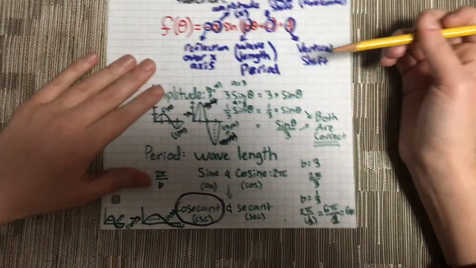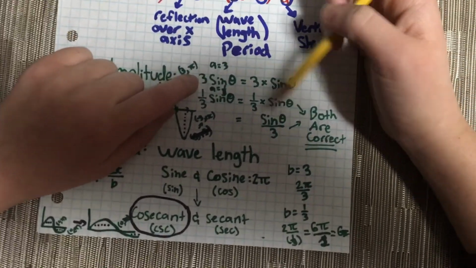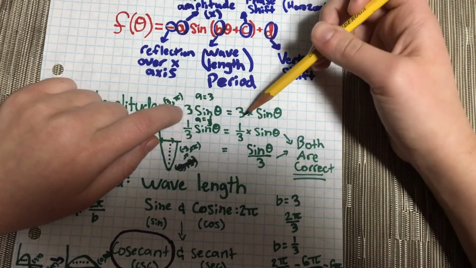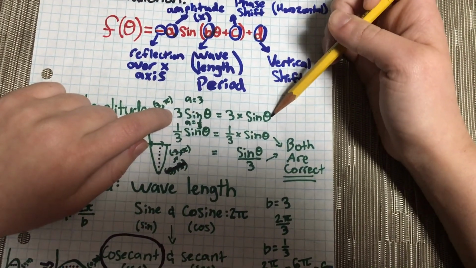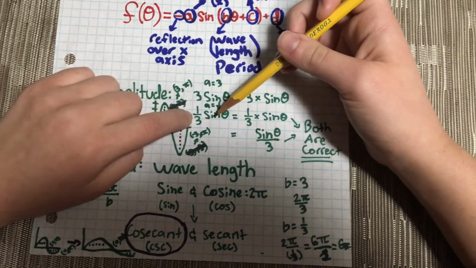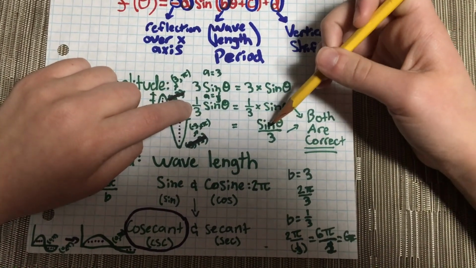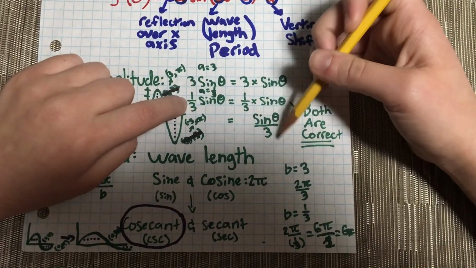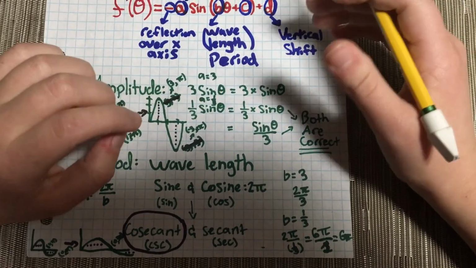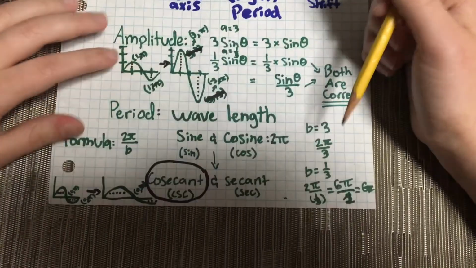So how does that happen? Stick with our example, a equals 3. So 3 sine of theta is 3 times sine of theta. Same thing if a is 1 over 3. 1 over 3 sine of theta is 1 over 3 times the sine of theta. Or it can also be written as sine of theta divided by 3. Both of these are correct. They're just a different way to write it.